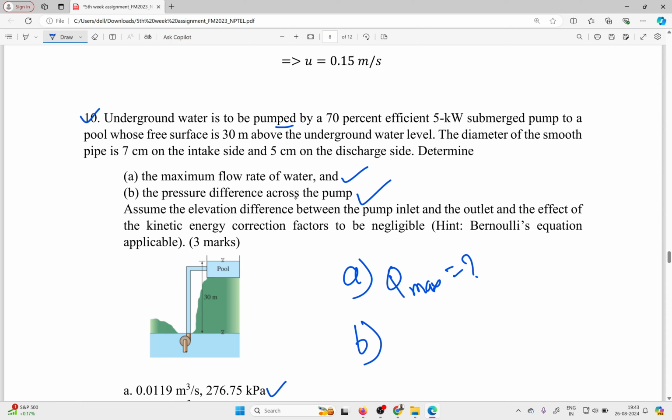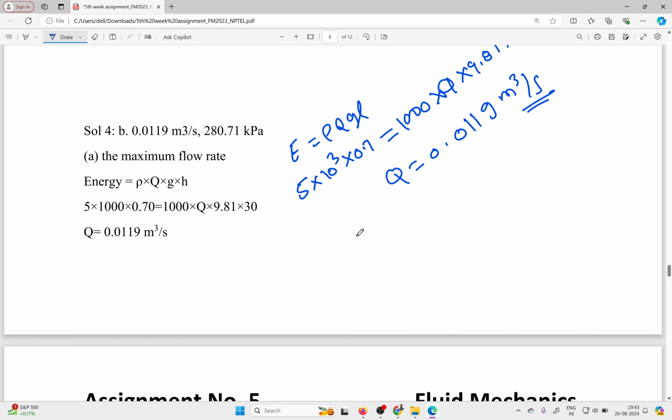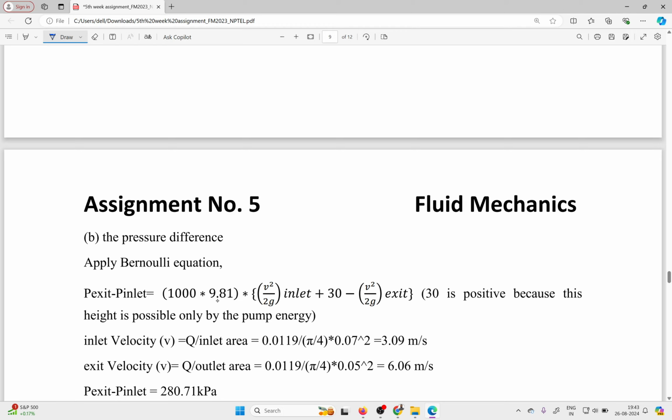Here, the diameter of the smooth pipe is 7 centimeter on the intake side, and 5 centimeter on the discharge side. So definitely your velocity will be different, because when you apply Bernoulli's equation, P by rho g terms will come. Here rho g is 1000 into 9.81.